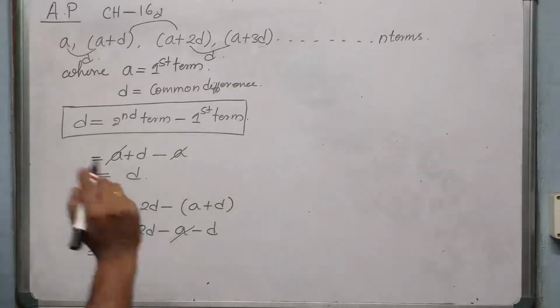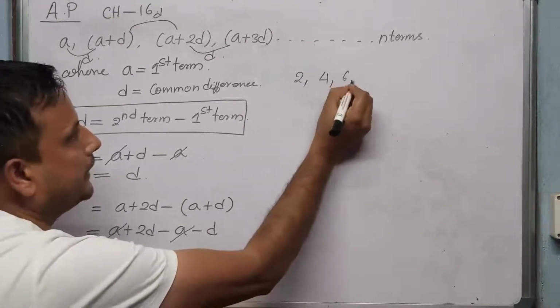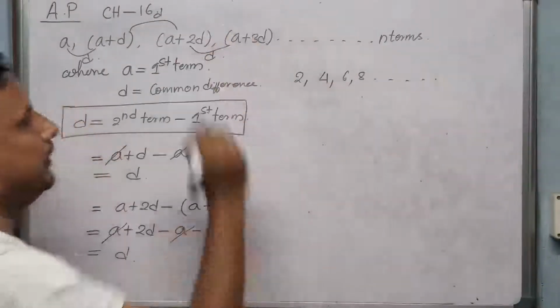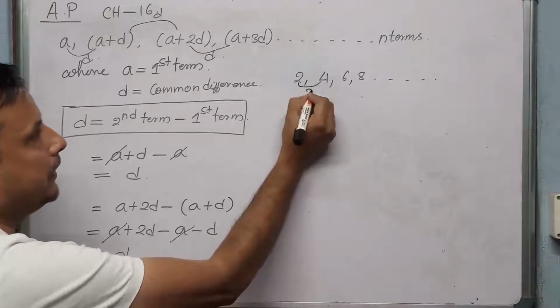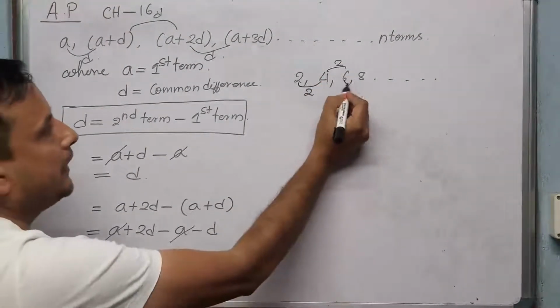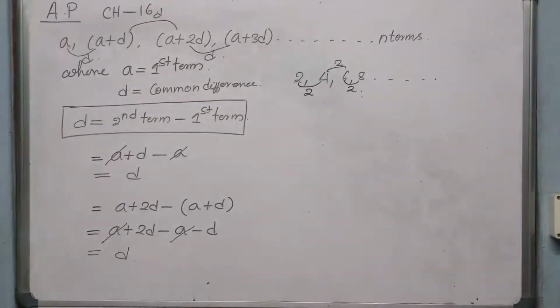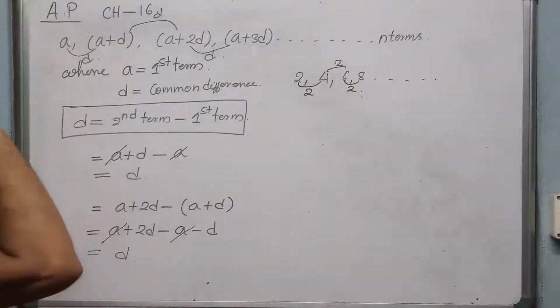Now, let's take some examples. 2, 4, 6, 8, and so on. What is the difference here? 4 minus 2, the difference is 2. 6 minus 4, 2. 8 minus 6, 2. The difference is 2 throughout, so this series is an AP.